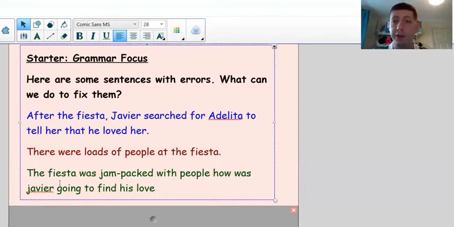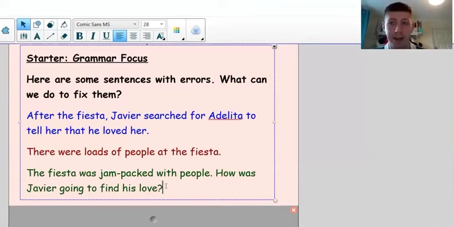Where's the end of the first sentence? The fiesta was jam-packed with people. There we go. Should be a full stop after people. New sentence, so it needs to be a capital H. How was Javier going to find his love? Well, Javier is his name, so that should be a capital J. And what kind of sentence is this? How was Javier going to find his love? It's a question, so it needs to have a question mark at the end.